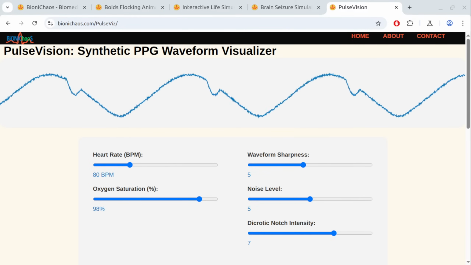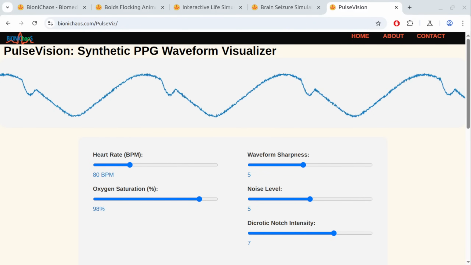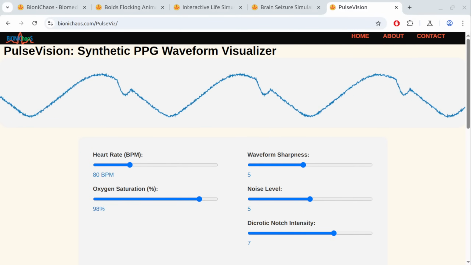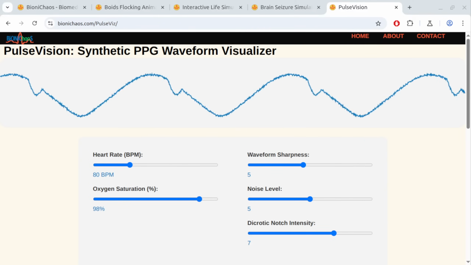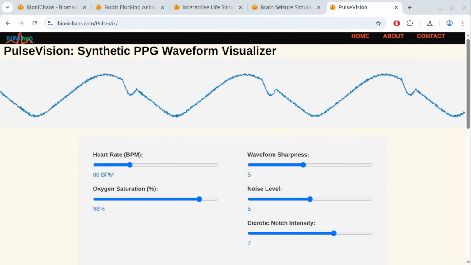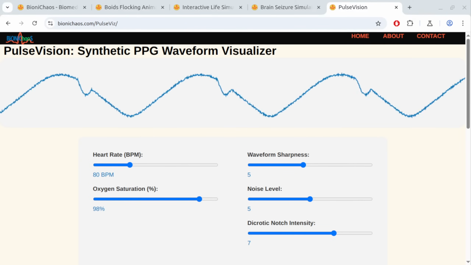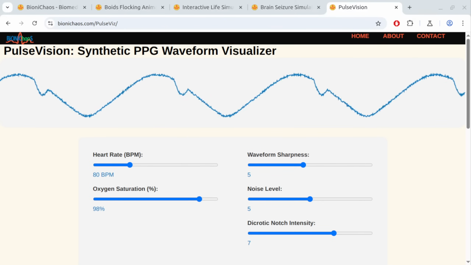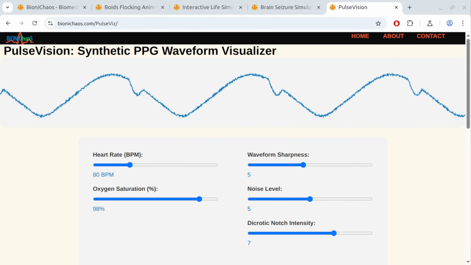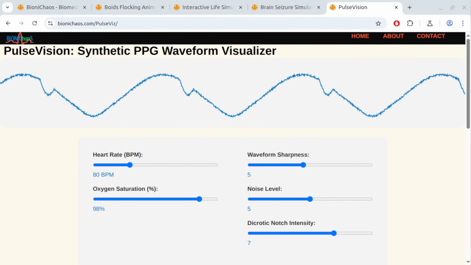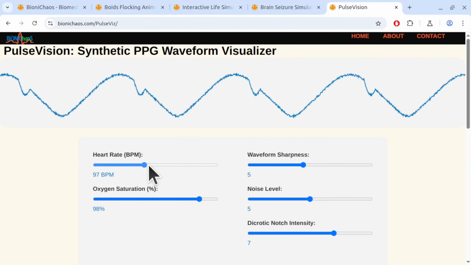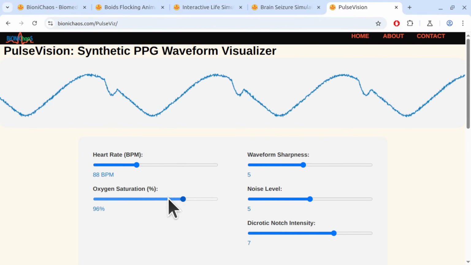Well, at its heart, PulseVision is about visualizing synthetic PPG signals. These are the kinds of signals used everywhere now to track things like heart rate and blood oxygen. What makes PulseVision neat is how interactive it is. It's really built for learning. You can tweak things and see the signal change instantly. Right, that interactive part sounds key. So you're not just seeing a static picture, you can actually play with it. Exactly. You're experimenting, not just observing.